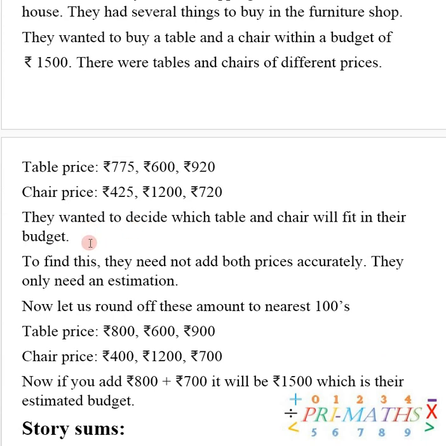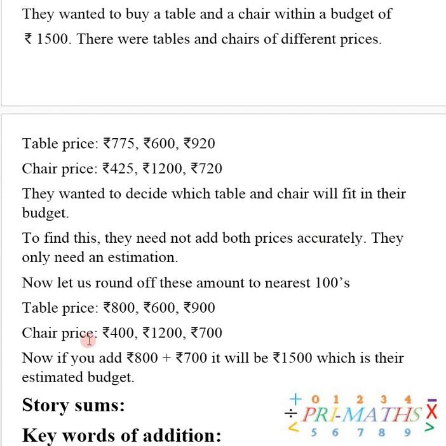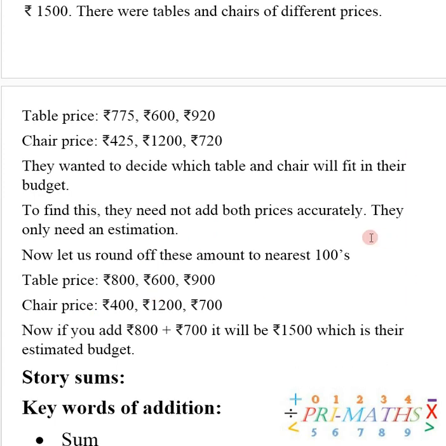So now they wanted to decide which table and chair will fit in their budget. To find this, they need not add both prices accurately. No need to add the prices accurately. They only need an estimation. So now let us round off these numbers to the nearest 100, and as we have rounded off these numbers already, we got these numbers. So which one will fit in their budget? See here, 800 plus 400 is 1200. 800 plus 1200 will become 2000. 800 plus 700, it's 1500. Yes, it came within their budget, right?